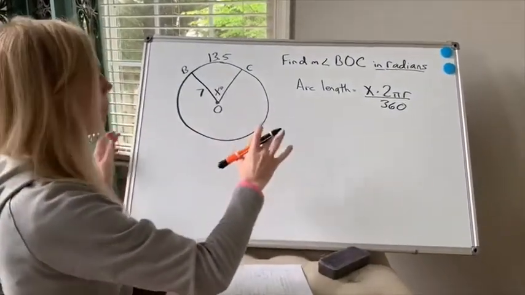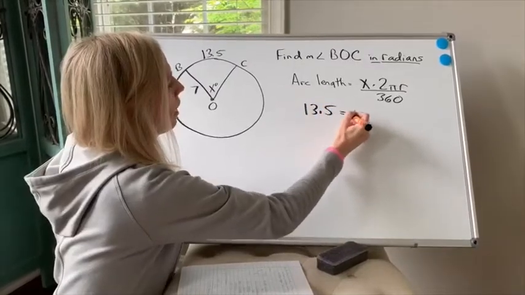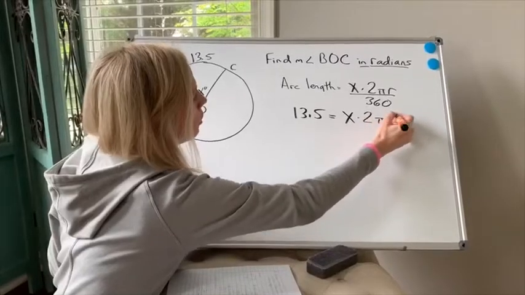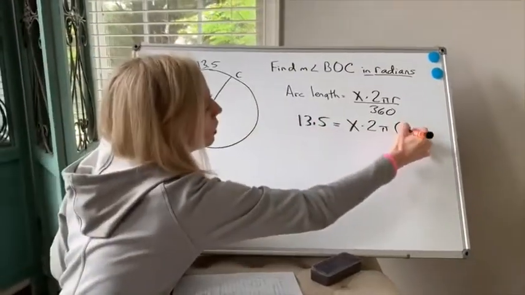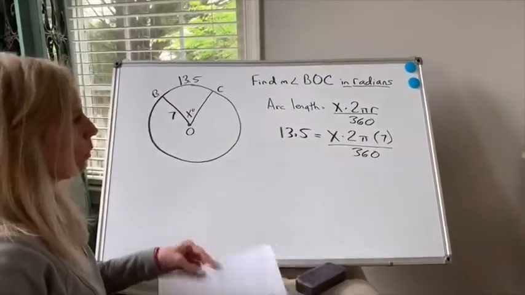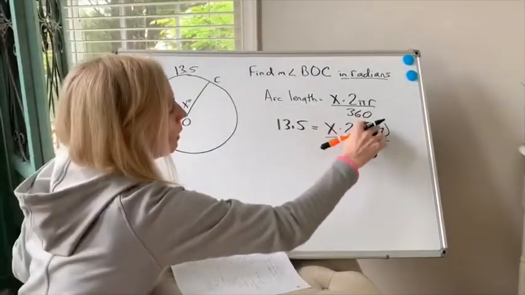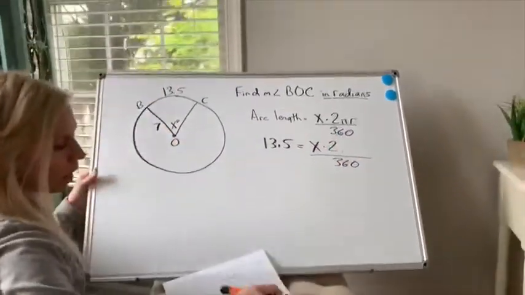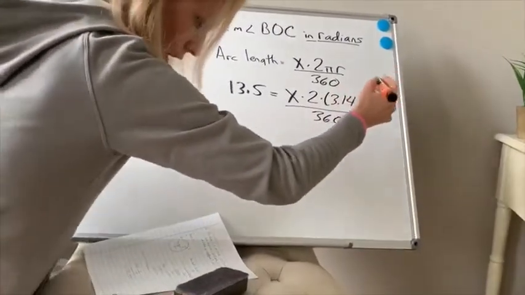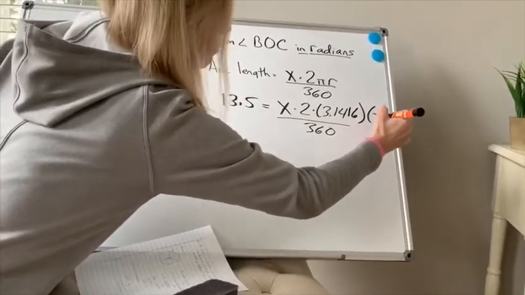For this problem, I have the arc length. So I'm going to say 13.5 is equal to, I'm going to leave that x, that's what I'm trying to solve for, 2 pi times the radius, which is 7, and I'm going to divide that by 360. In this problem, it will ask you, instead of using pi, to use 3.1416. That's how far it goes out. So let's go ahead and do that.